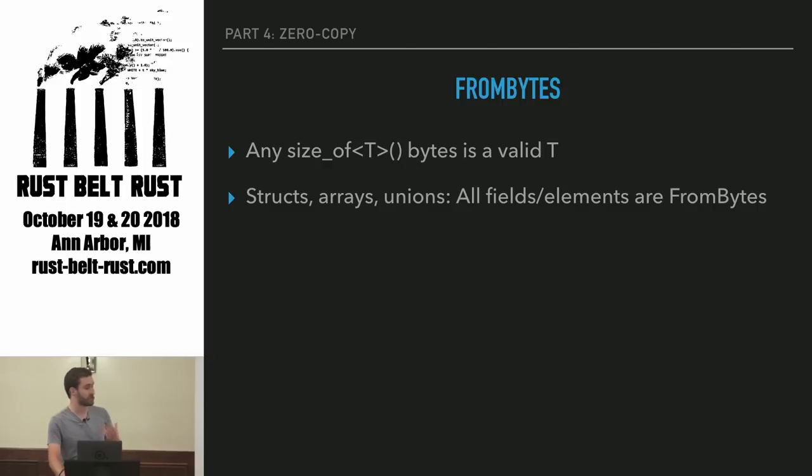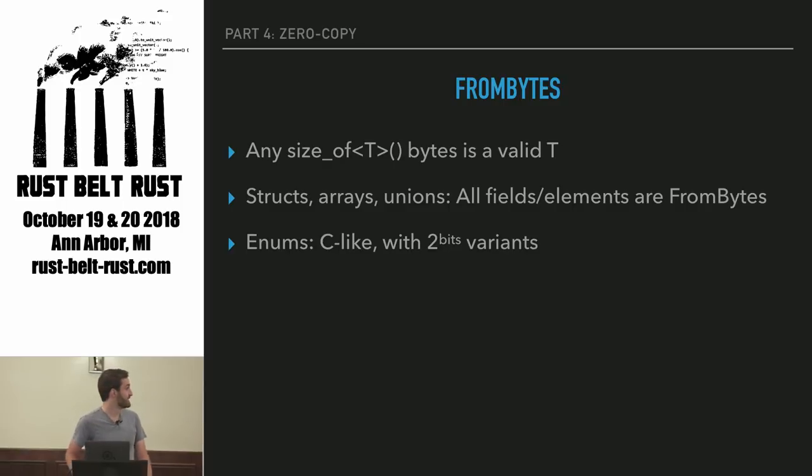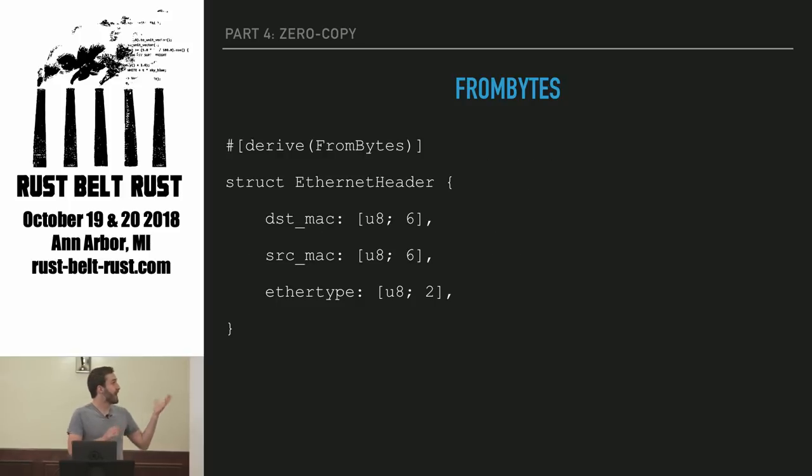For composite types like structs and arrays and unions, all the fields or the elements have to be recursively from bytes. It just composes nicely. And then if you really want, for enums, they must be C-like and have a power of 2 number of variants. Exercise to the reader why that's true. All right. Finally, we have a custom derive for this thing. So if we just slap derive from bytes on something, we've got a custom derive that will analyze your type and go, that's not from bytes, what are you talking about? Or yeah, that's fine, we'll go ahead and emit the impl.